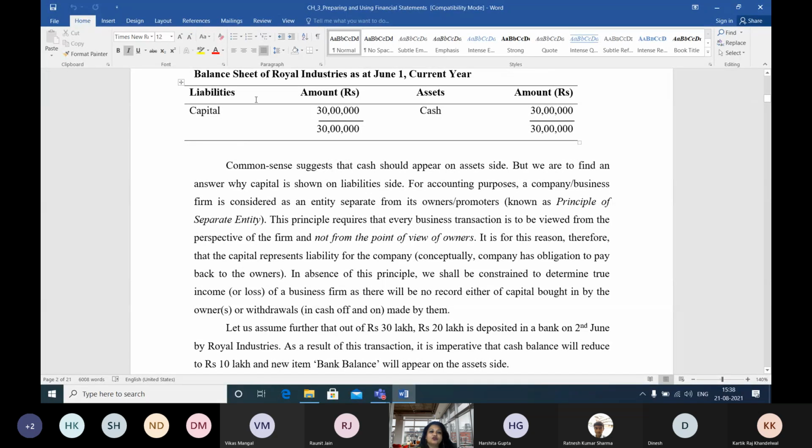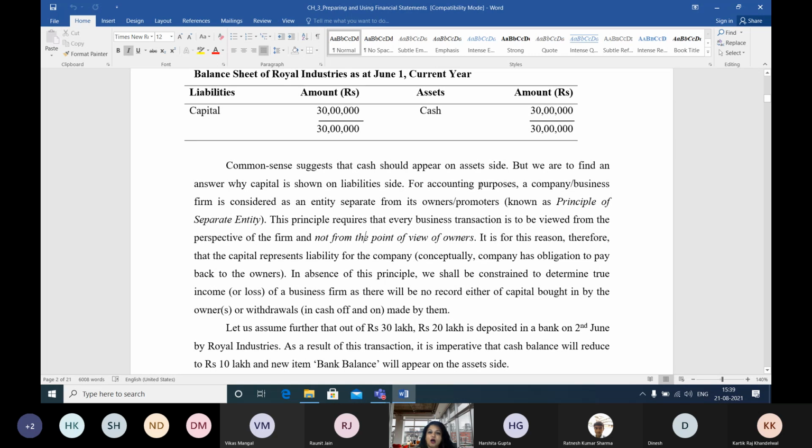Okay. So the capital that has been given by the 10 promoters of the company totals 30 lakhs. And this is a liability for the company, as you already know. Now, what is this company holding this liability in the form of? It is holding it in the form of cash. So on the asset side, we have cash worth 30 lakhs. And that is why the total of the balance sheet will always tally.